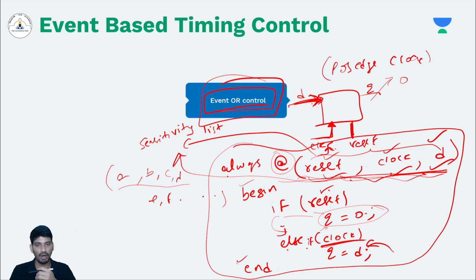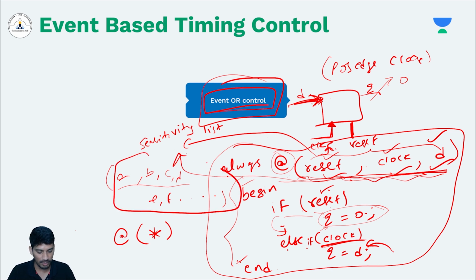In that case, you can use the at the rate hash trick. So what does the hash trick mean? Whatever inputs are going to be inside your always block will automatically become the sensitivity list. Either you can specify all the inputs in the sensitivity list, or you can directly use the hash trick. The hash trick will take care of all the inputs that are inside the always block.